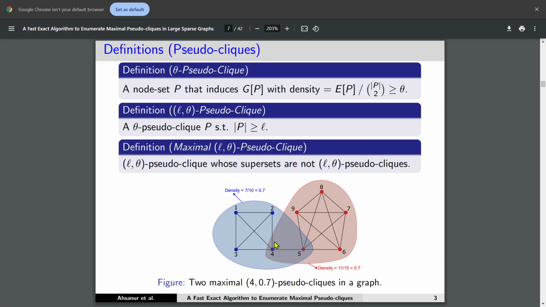For example, in this graph, {1, 2, 3, 4, 5} is a maximal (4, 0.7) pseudo-clique, as it has at least 4 nodes and its density is at least 0.7. But if we add any node to it, its density will fall below 0.7. So it will no longer be a 0.7 pseudo-clique.